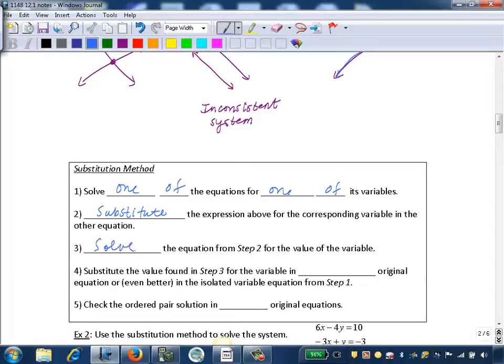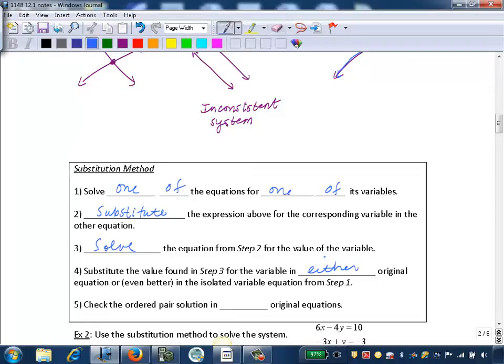After we substitute, we're going to solve the equation for the value of that variable. And then we're going to substitute the value we found in step 3. So you find one of the variables first. If it's an x and a y, you solve for x, for instance, first. Then you're going to substitute that x back into either of the original equations, and you're going to solve for the other variable, which could be y. You can substitute into either original equation, or I think it's even better if you substitute into the isolated variable equation from step 1. I'll show you in an example what I mean by that.